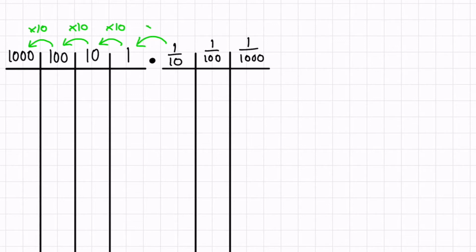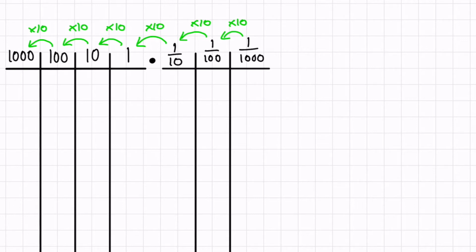A tenth multiplied by 10 is equal to 1. A hundredth multiplied by 10 is equal to a tenth. A thousandth multiplied by 10 is equal to a hundredth. So we can see that if we look at any column in our decimal structure, the column to the left of any column is 10 times greater. So how does this help us with multiplying by 10?